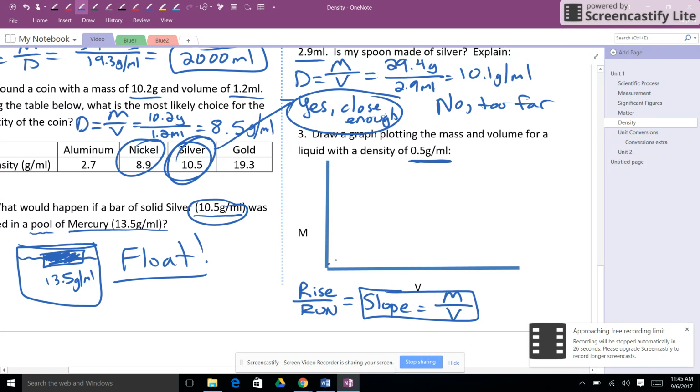So if we imagine a perfect 1-to-1 ratio, it might look like this. So an object with a density of 1 like water, if we're talking about grams and milliliters, would look like the dotted line. So something with a density of 0.5 grams per milliliter would probably be right around there. Okay, I hope this helped.